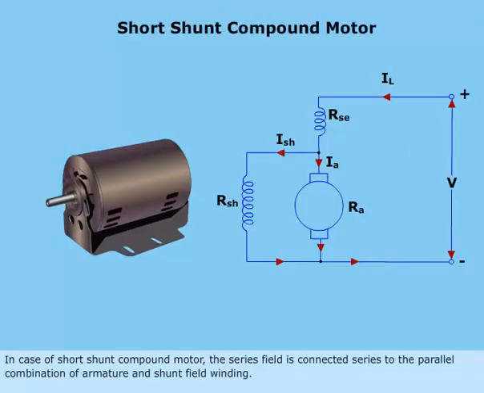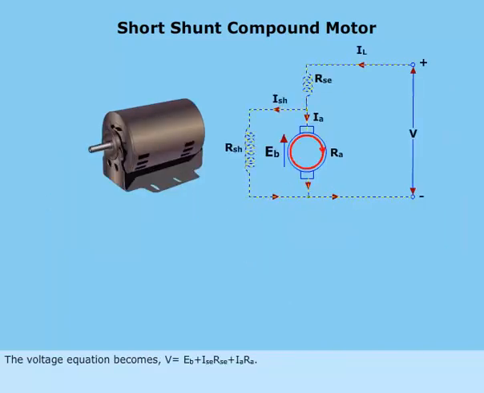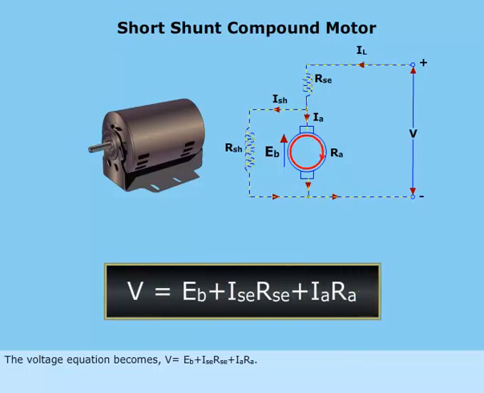In case of short shunt compound motor, the series field is connected series to the parallel combination of armature and shunt field winding. The load current is equal to the series field current or sum of armature and shunt field currents. The voltage equation becomes V equals E sub B plus I sub SE times R sub SE plus I sub A times R sub A.